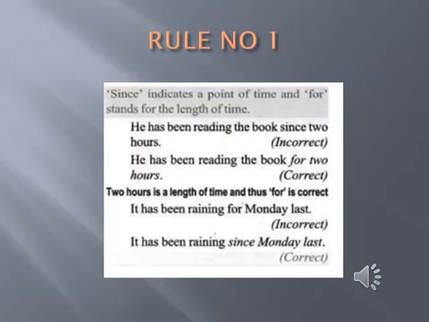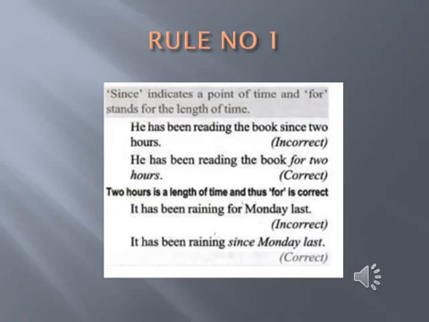He has been reading the book since 2 hours. It's wrong because 2 hours shows duration. 2 hours shows length of time. He has been reading the book for 2 hours. So 2 hours is a length of time. Therefore, we have to use for.